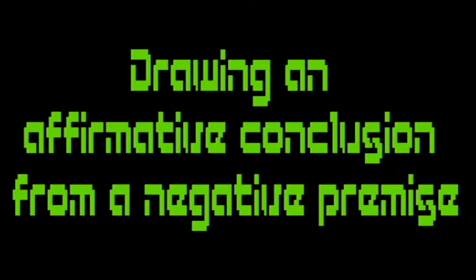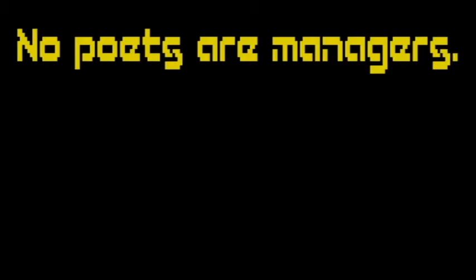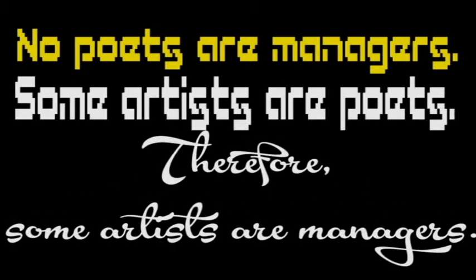Fifth is drawing an affirmative conclusion from a negative premise. It means if either premise of a valid standard form categorical syllogism is negative, the conclusion must be negative. Example: No poets are managers. Some artists are poets. Therefore, some artists are managers.